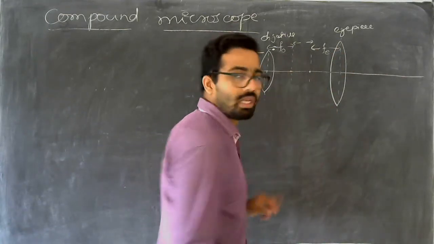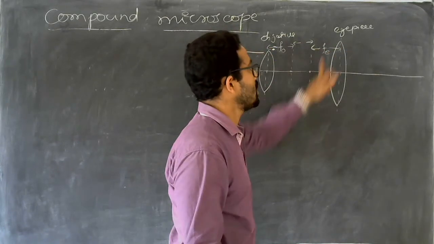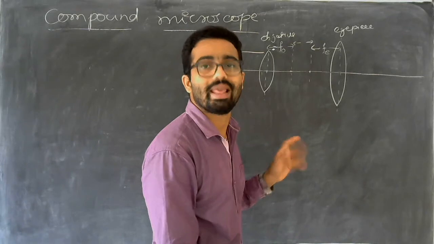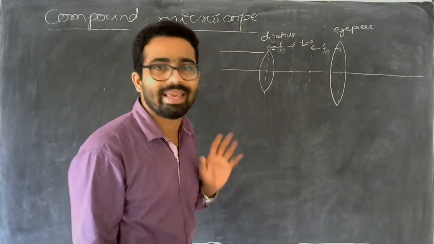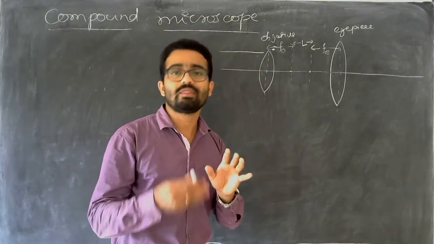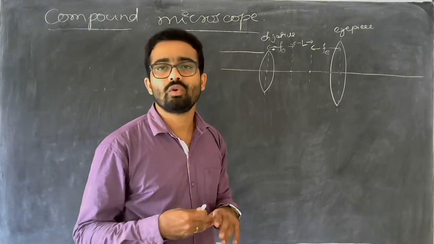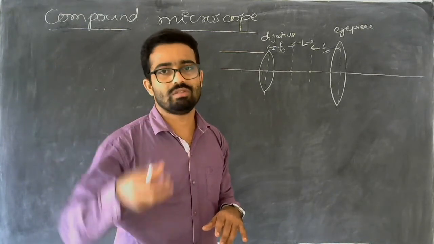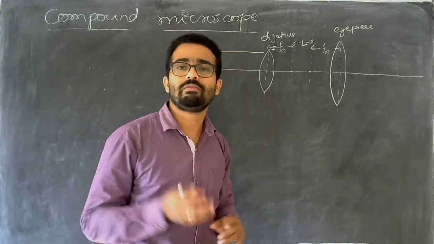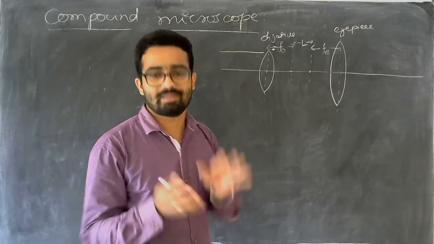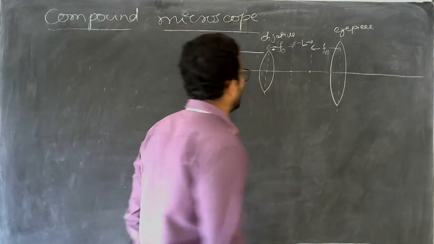The distance between the second focal point of the objective and the first focal point of the eyepiece is called the tube length. Tube length means it is the length of the tube. When you observe the microscope, you will see some column, some tube. At its ends, these two lenses are fixed. So that length of the tube is known as L here. So this is L.